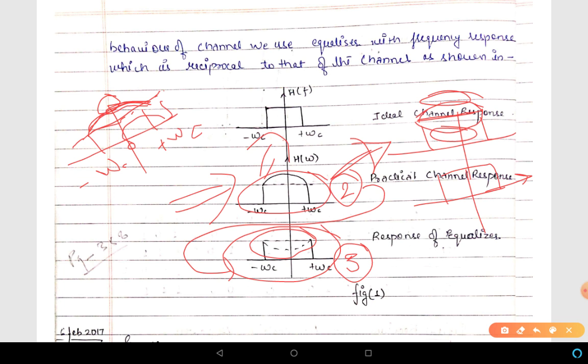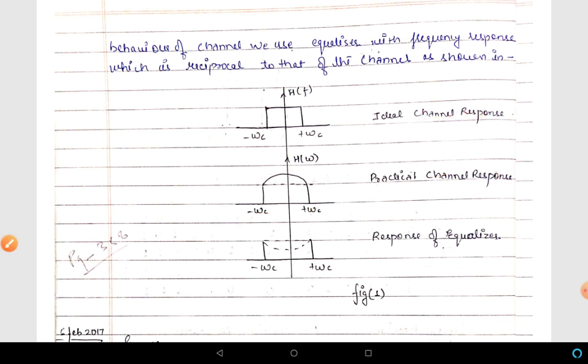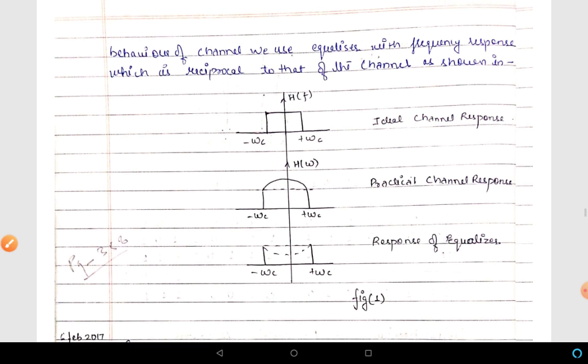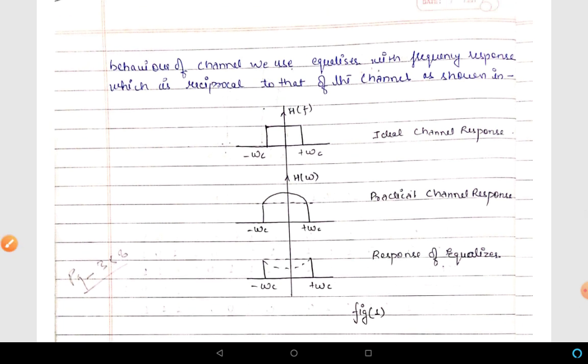So I'll repeat, an equalizer is something which equalizes the effect of distortion of the channel. And how does it equalize? It equalizes by having a transfer function which is just opposite to that of the channel.